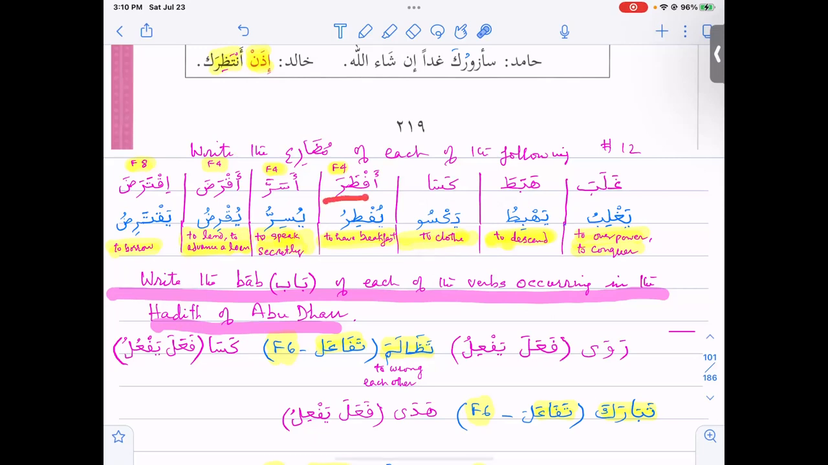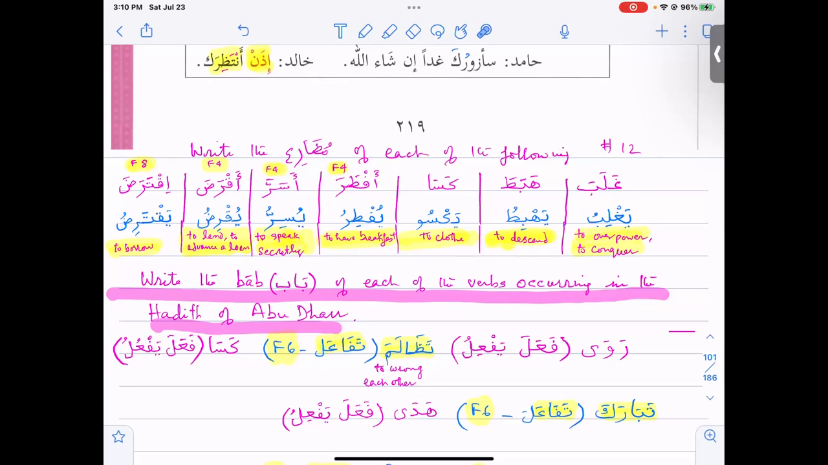Aftara, form four, yuftiru, to have breakfast. After we finish our roza, then we have iftar. Iftar is the masdar from aftara, to have food. Iftar is breakfast, so after fasting the whole day, we have iftar, meaning we have food. Aftara yuftiru. Asarra yusirru means to speak secretly, to confide something to somebody.